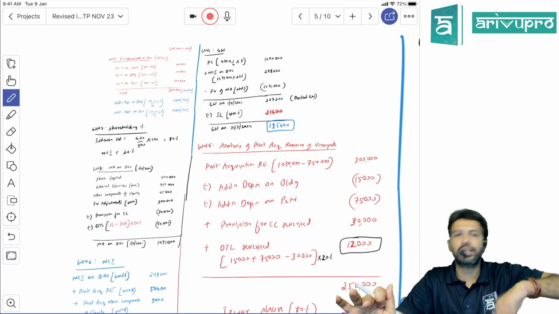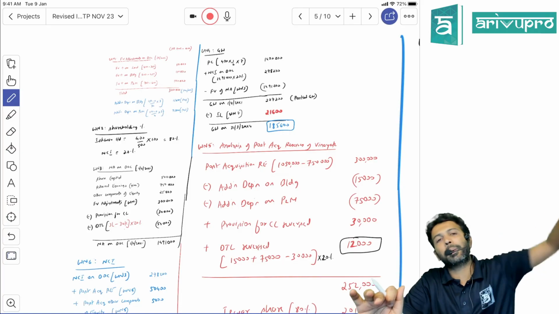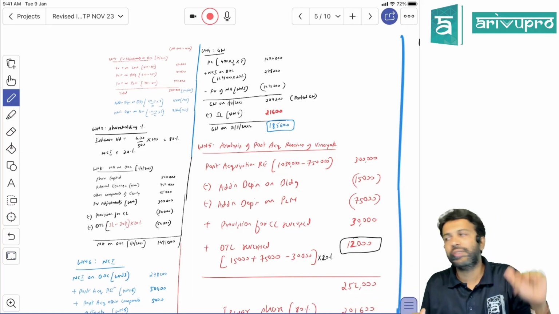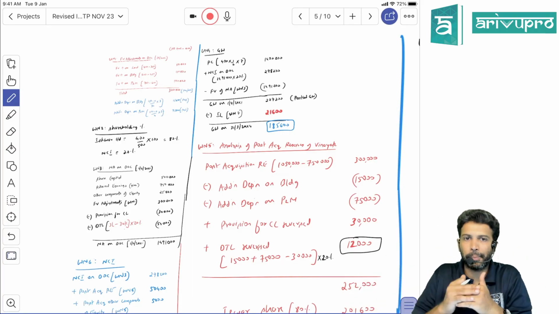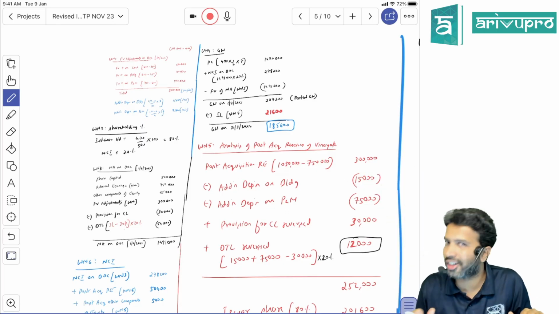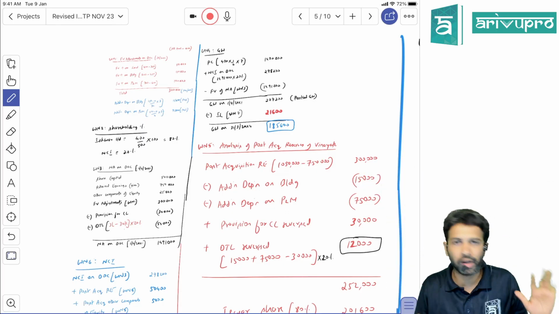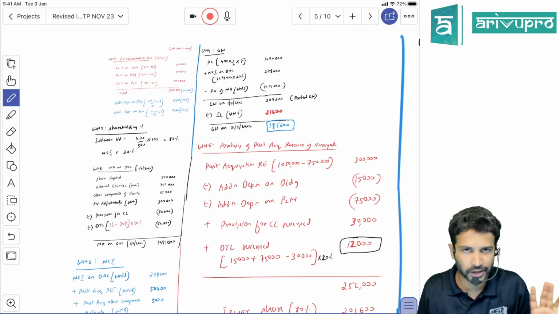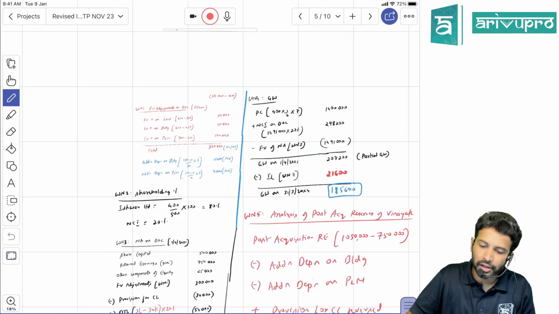But other than this, if you have any fair value adjustments, we will prepare some extra working note for that. If you have any unrealized profit made by parent to subsidiary or sale made by subsidiary to parent, whether it is downstream or upstream, we prepare one extra working note for that. Correct? So here there is a fair value adjustment.